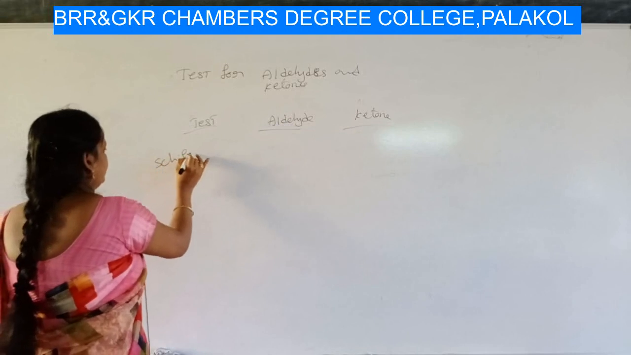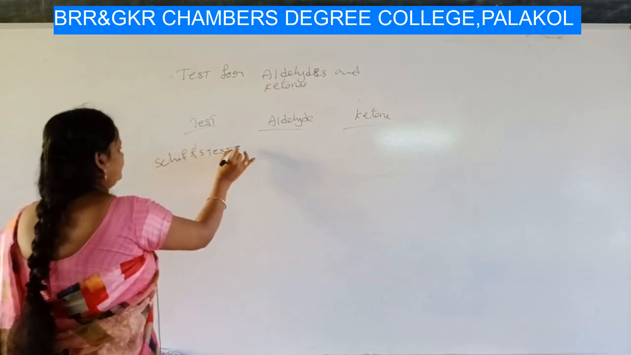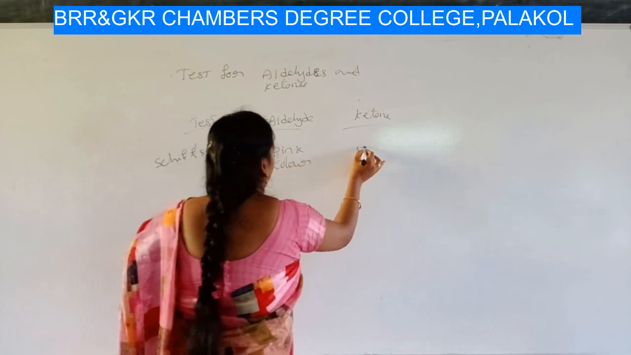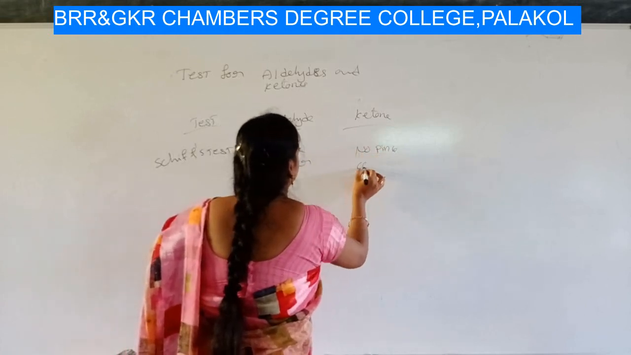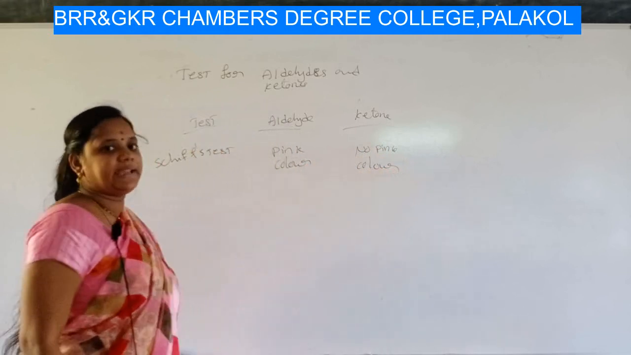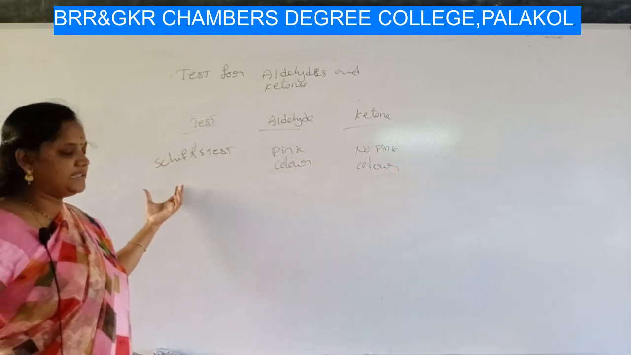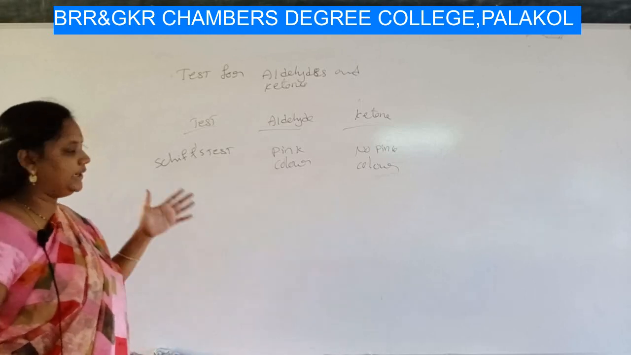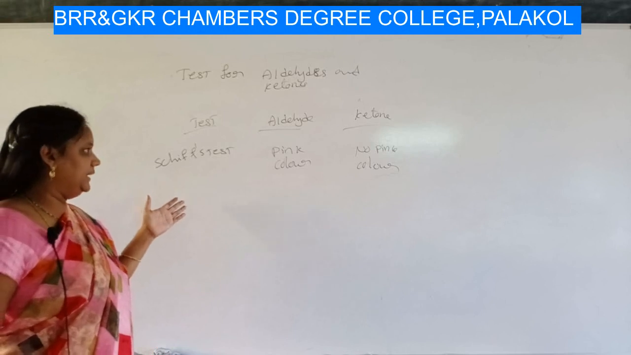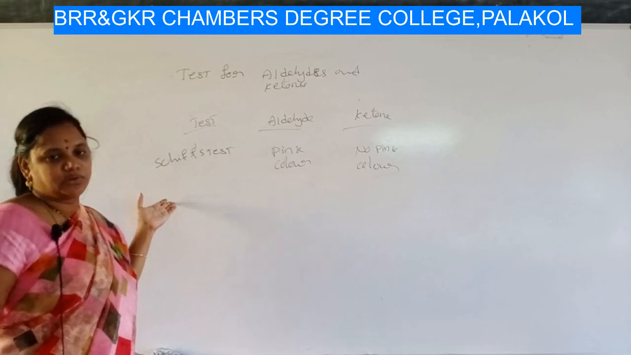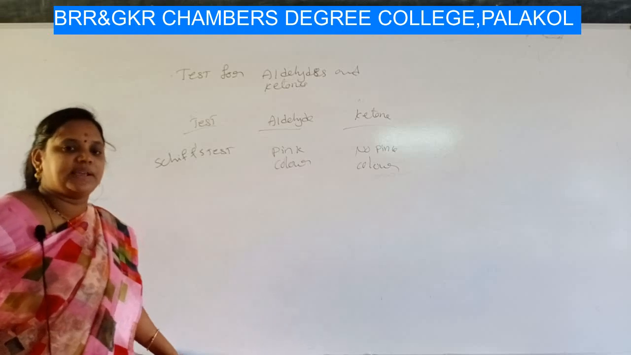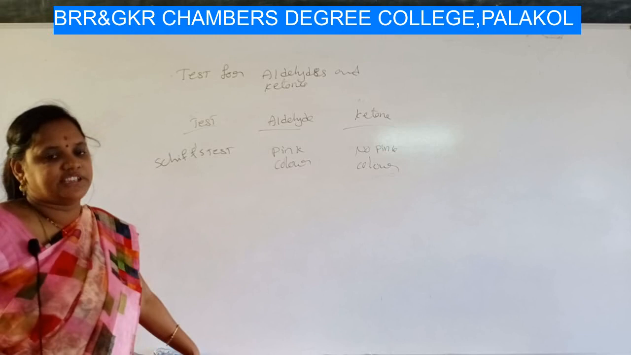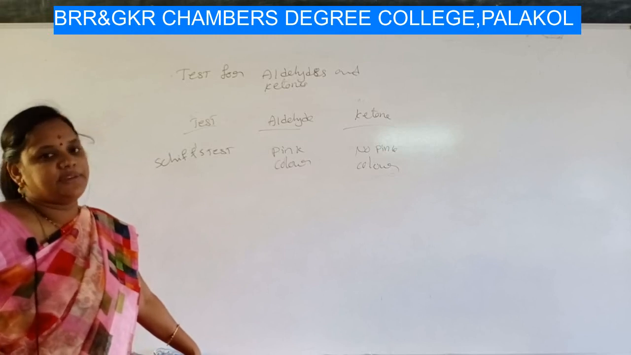Schiff's test. Pink color, no pink color. If you take an aldehyde and add Schiff's reagent to that, pink color is observed immediately. If you take a ketone and add Schiff's reagent to that, pink color is not observed. In some cases, after a long gap, due to oxidation of Schiff's reagent with air, pink color may be seen.